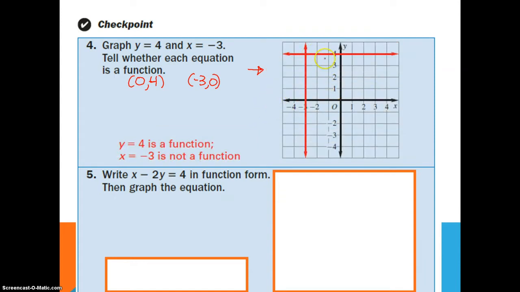So this is the y equals 4, and this is the x equals -3. You can see that y equals 4 is a function because when I make a vertical line, I'm only going through one point. But when x equals -3, it's not a function because it is a vertical line.